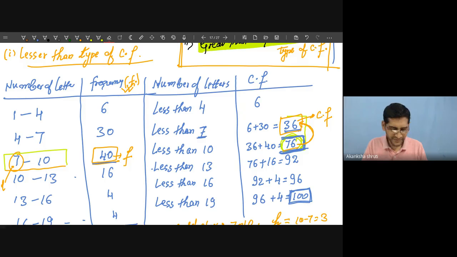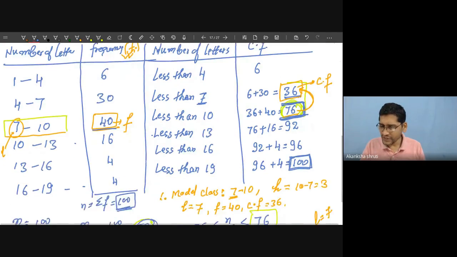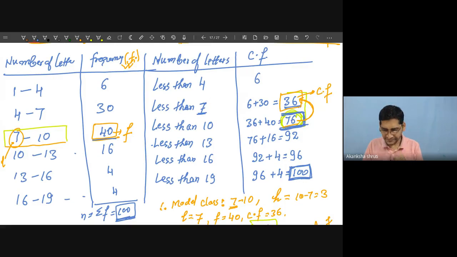Then for the next one, 4 to 7 is less than 7, but in this case less than 7 also including less than 4. So previous 6 have to be added. So going on this way, lastly we have reached the number 100, which was the same as the total frequency. So this is an indication that our cumulative frequency table is correct.